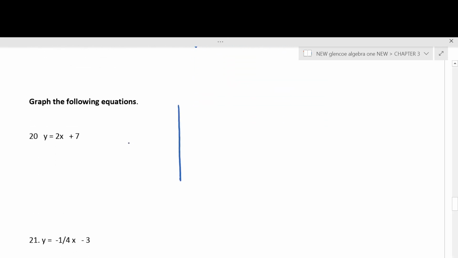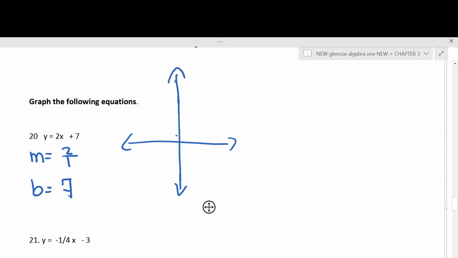Graph the following equations. These equations are in slope-intercept form. Slope-intercept form is the easiest form of an equation of a line to graph. You need to find two things: m, the slope, which is 2 over 1, and b, the y-intercept, which is 7. So this is 1, 2, 3, 4, 5, 6, 7. Graph your y-intercept on your y-axis. Your slope is 2, so you'll go up 2 and over 1, and there's your graph.